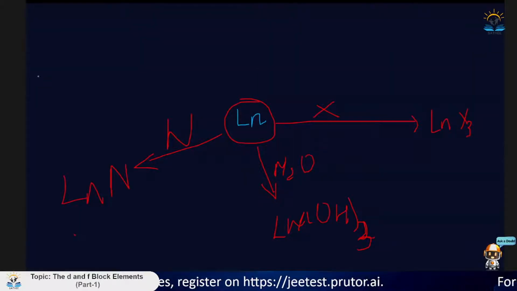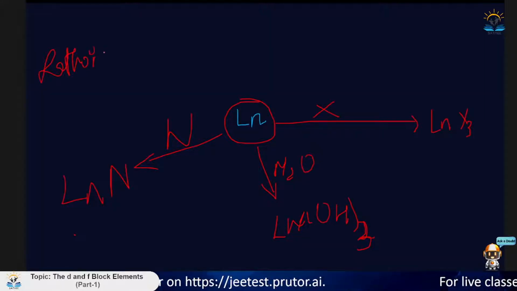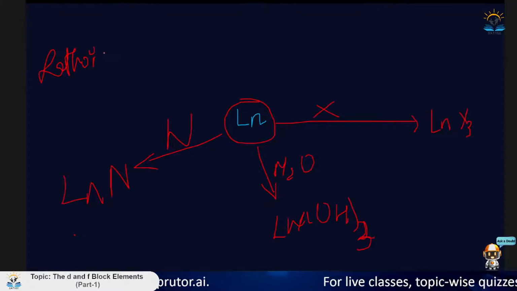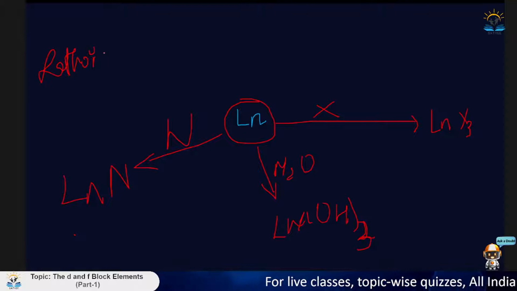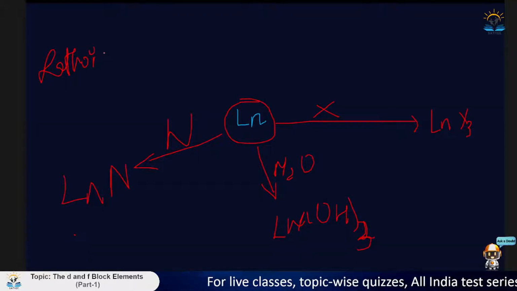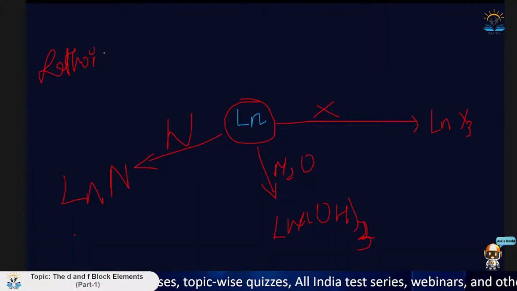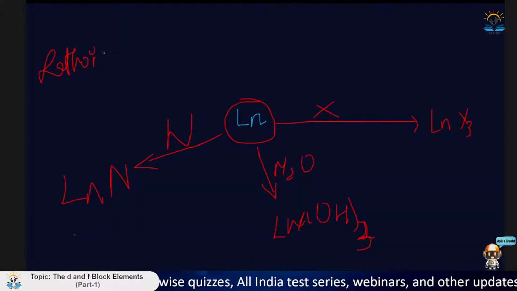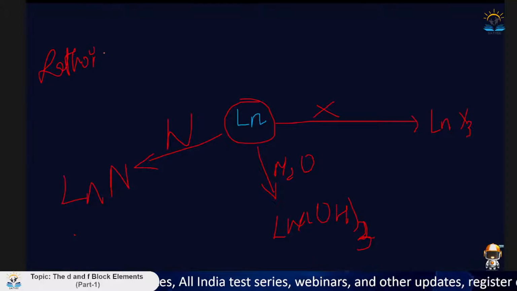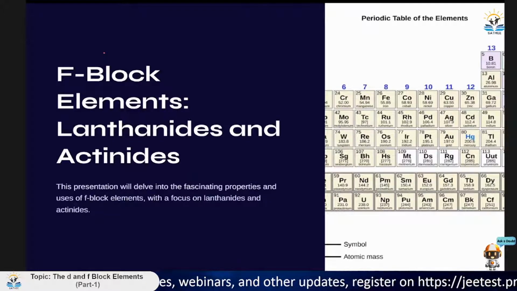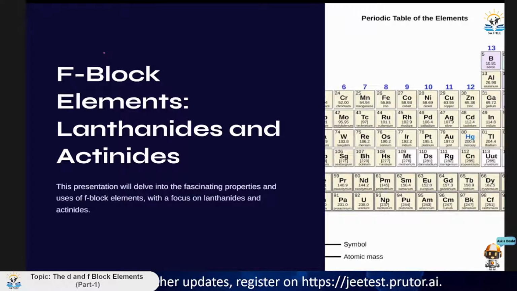So you can see that the reactions of lanthanoids are actually very, very similar to that of actinoids, sorry, to that of aluminium. And that is why it makes it very easy for us to remember our lanthanoids ka reactions, because you just need to remember what will happen with aluminium, and that is most probably what's going to happen over here with lanthanoids also. Okay, so that is the whole thing on how the system works in f block elements.